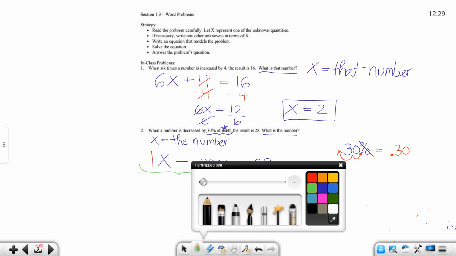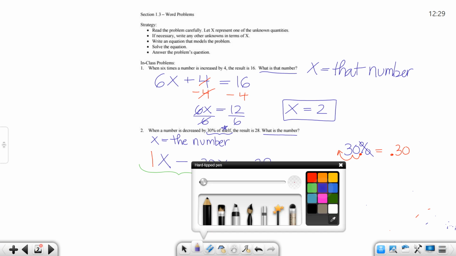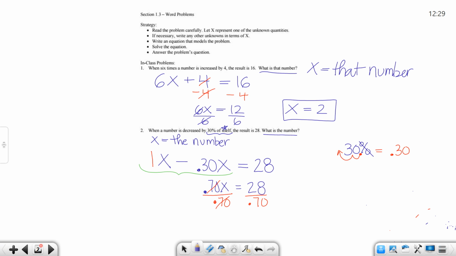Now going back to the problem, we would need to work it, of course. So I have 0.70 times x. The opposite of times is to divide, so I'm going to divide both of these by 0.70. Use your calculator. You get to use a calculator as long as it's on our approved list. And x would equal, get my calculator out, 40. So your answer for this one is 40.